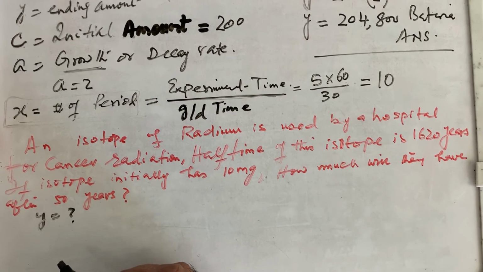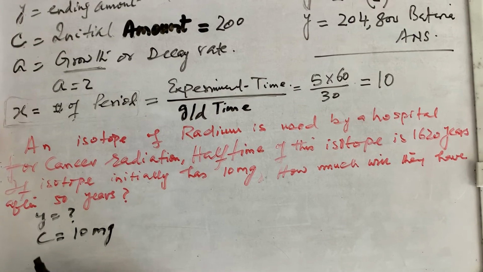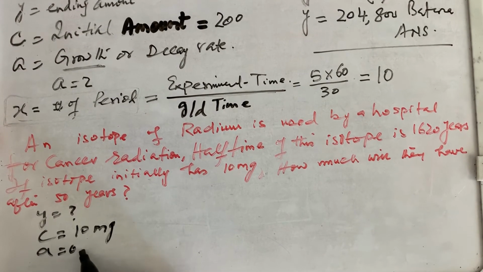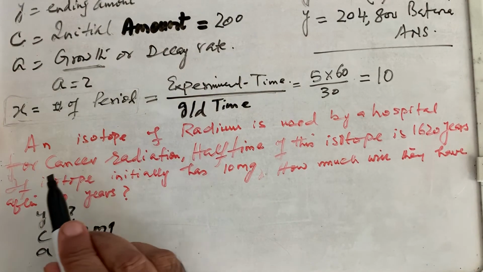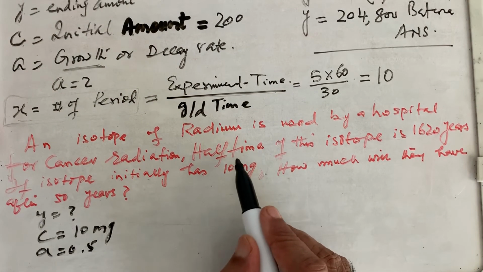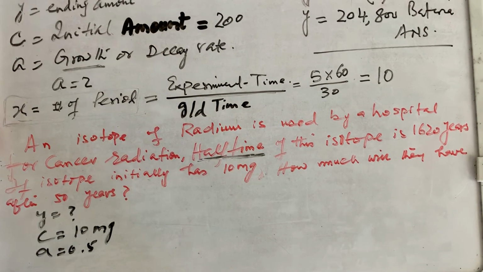So, C is 10. What is C? The initial amount. That is 10 milligrams initial amount. A is 0.5. Why? Because of the half-life. Half-life means it always reduces to its half, 0.5, right? Always reduces to half.